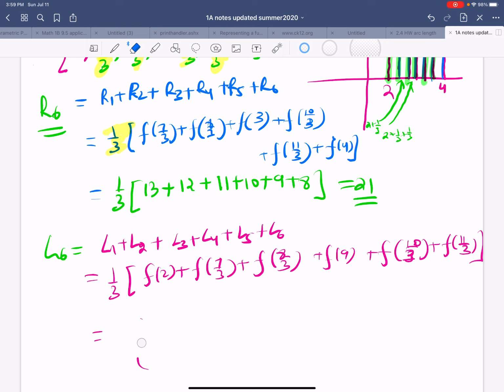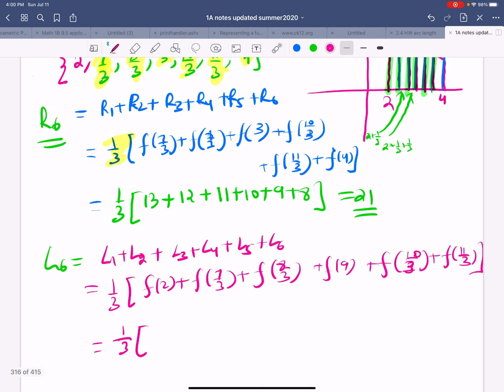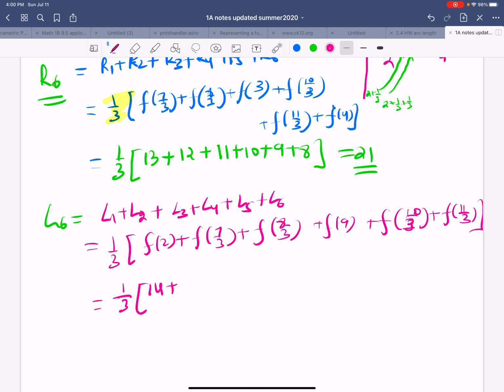We're going to plug the 2 as x into the function that's given to us. Let's go ahead and plug x as 2. That would be 20 minus 3 times 2, which is 14. Plus f of 7/3 we found was 13 plus 12 plus 11 plus 10 plus 9. And when you add them all and divide by 3, that turns out to be 23. Okay, so our left-hand approximation is 23, the right-handed approximation is 21.